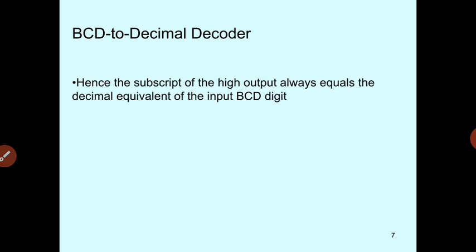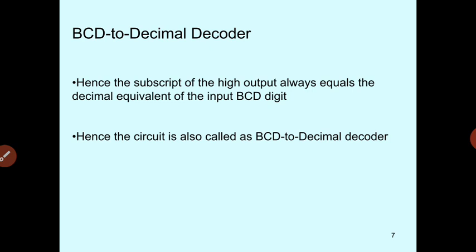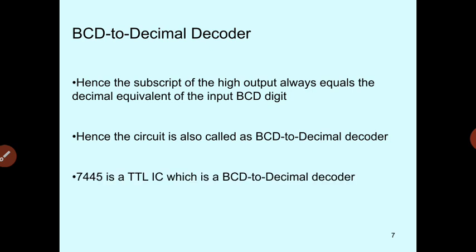Hence the subscript of the high output always equals the decimal equivalent of the input BCD digit. So the circuit is also called a BCD to decimal decoder. The TTL IC corresponding to this BCD to decimal decoder is 7445. So 7445 is the TTL IC number which functions as a BCD to decimal decoder circuit.